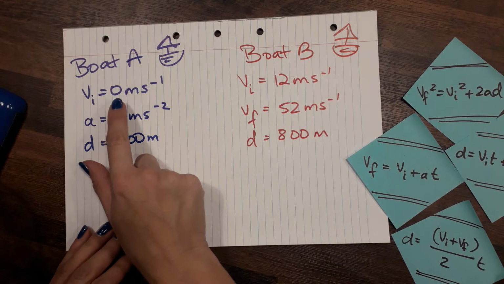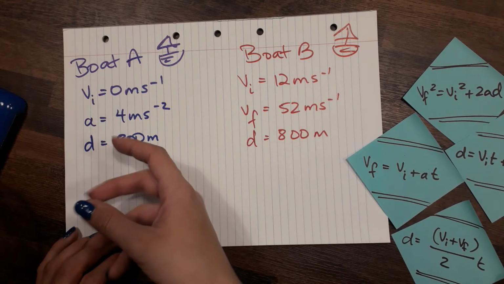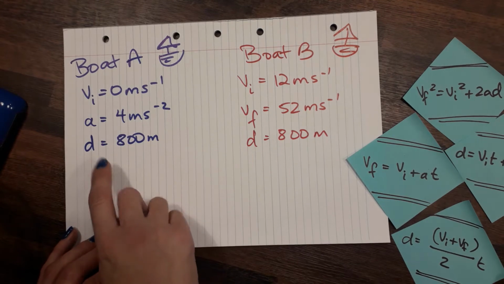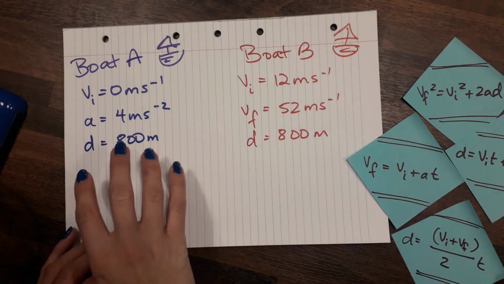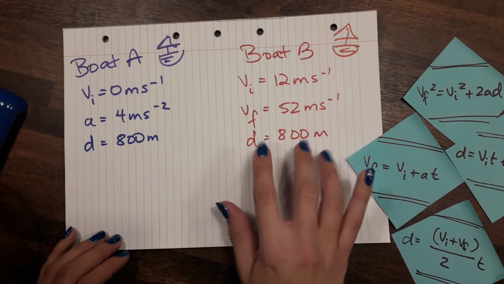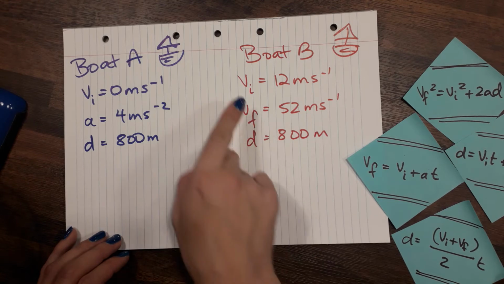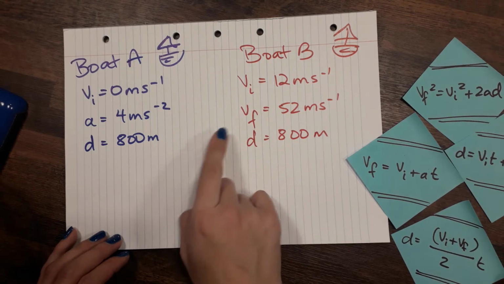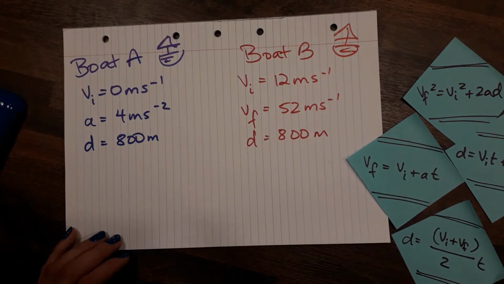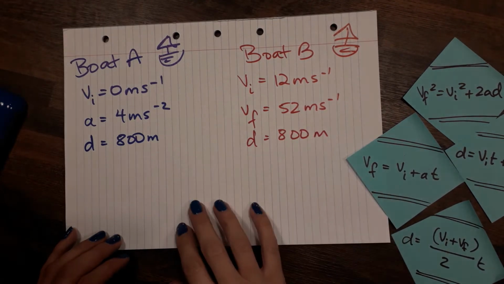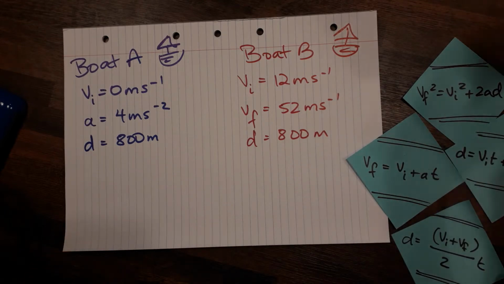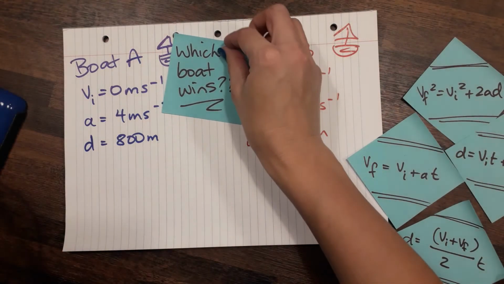Boat A has an initial velocity of 0, so it starts off stationary, accelerates at 4 meters per second squared, and the distance that these boats are racing is 800 meters. For boat B, it's in the same race, so it's got the same distance. It had a running start of 12 meters per second, and as it crossed the finish line, it was going 52 meters per second. So the question that is posed is, which boat wins?